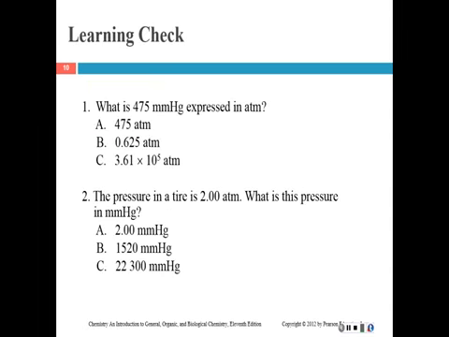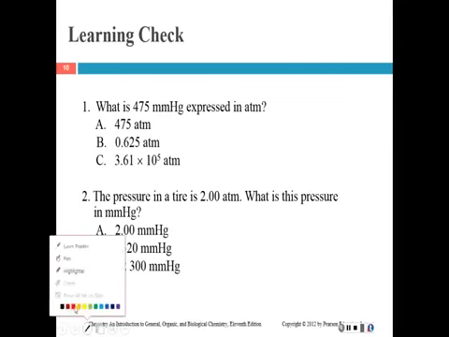So let's see if you can answer these two questions. This is just about, can you make some conversions? It says, what is 475 millimeters of mercury in atmospheres? And the second one, if you have 2 atmospheres of pressure, what's that in millimeters of mercury? Kind of going backwards with it. So you have to know what the conversion factor is to do this. The conversion factor you can find in the previous slide. Now I can also write it in here.